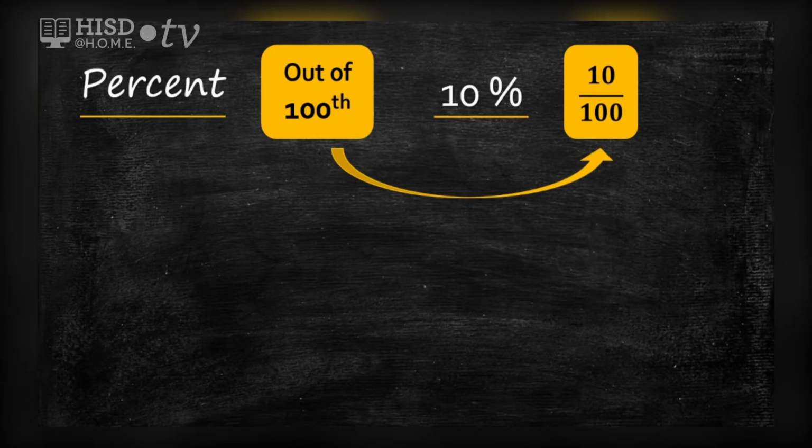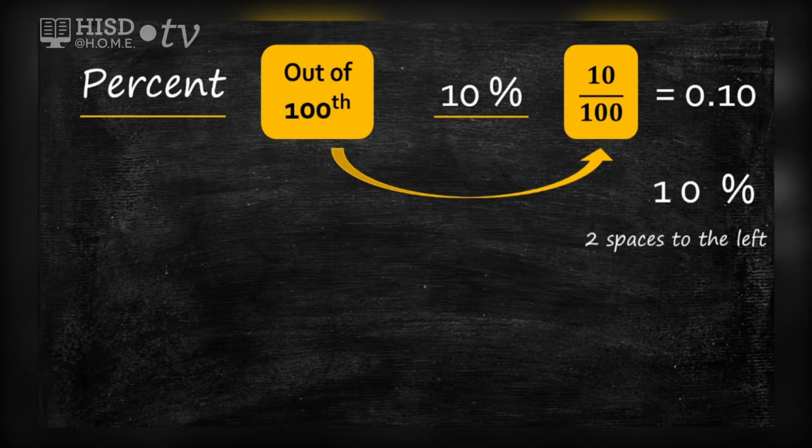And I can go further, and I can change this fraction to a decimal, right? Once I divide 10 by 100, it's going to give me 0.10. Now, if you want to have a rule, you can always take the decimal point of your percent number and move it 2 times to the left side. And as you can see, it's going to give you the same result. So let's see how this works.